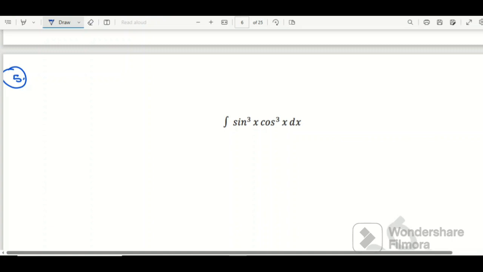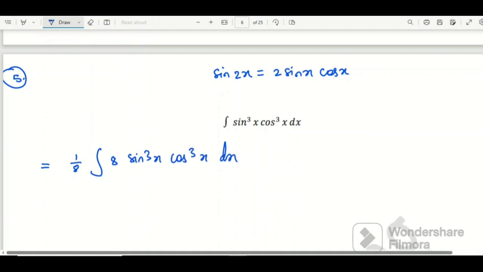Okay, here we can apply this formula, sine 2x equal to 2 sine x into cos x. But for that we need 8 here inside, so that we can apply this formula. So what we'll do, we'll multiply 1 by 8 inside and 8 outside, so it will be sine cube x into cos cube x dx. So I can write 1 upon 8 into (2 sine x into cos x) cube dx.